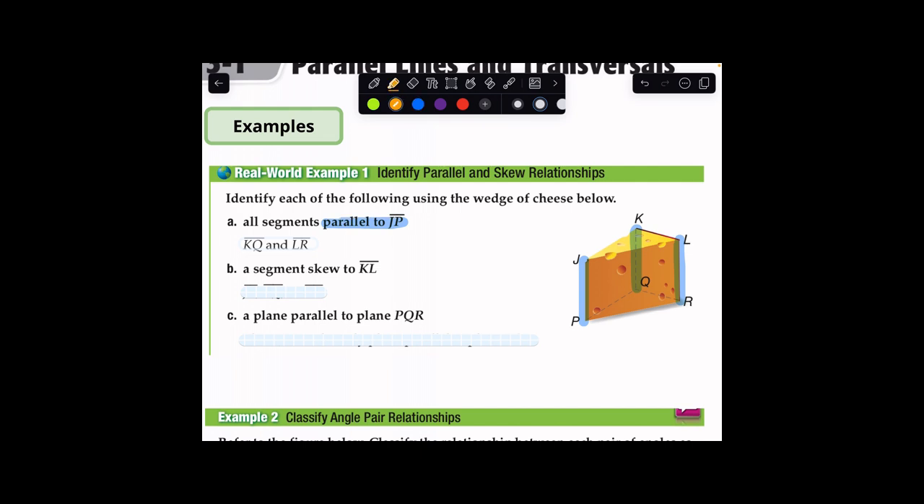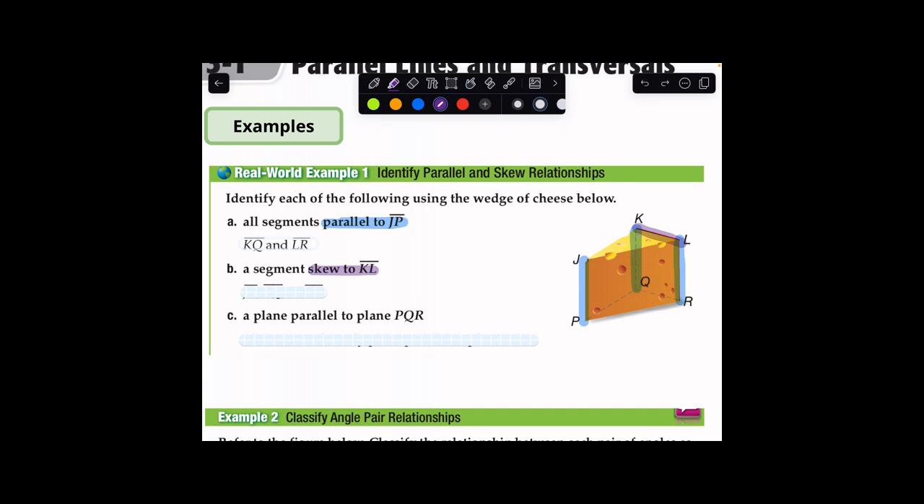We'll go orange next for segments skew to segment KL. Segment KL, oh, it's already drawn in purple there, so we'll switch to purple. Skew to KL. KL is right here. We need something skew, so it cannot intersect it, so that rules out KQ and LR. QR would be parallel to that.